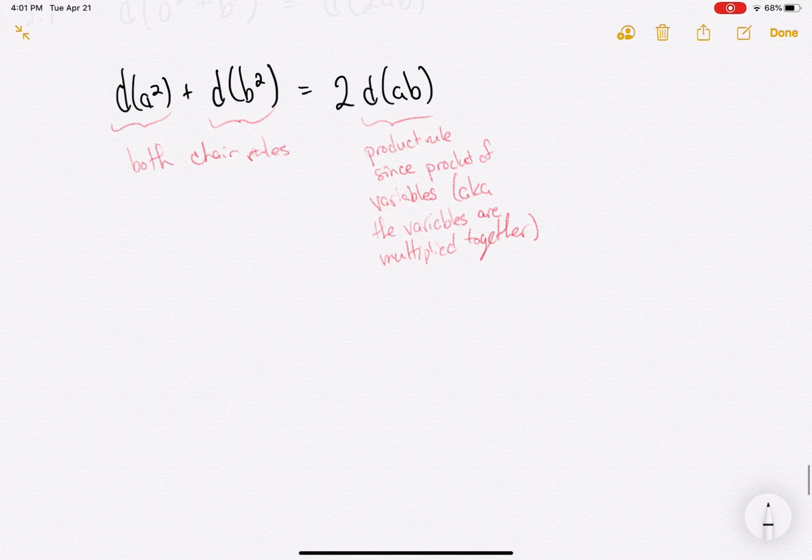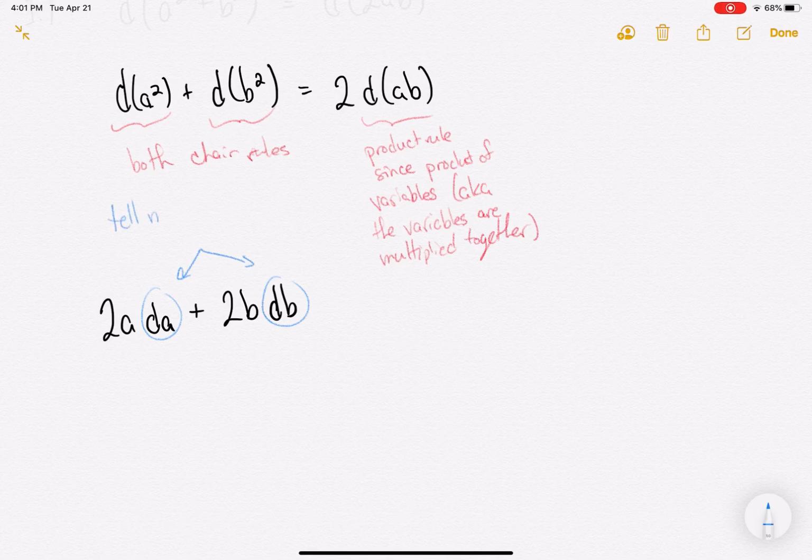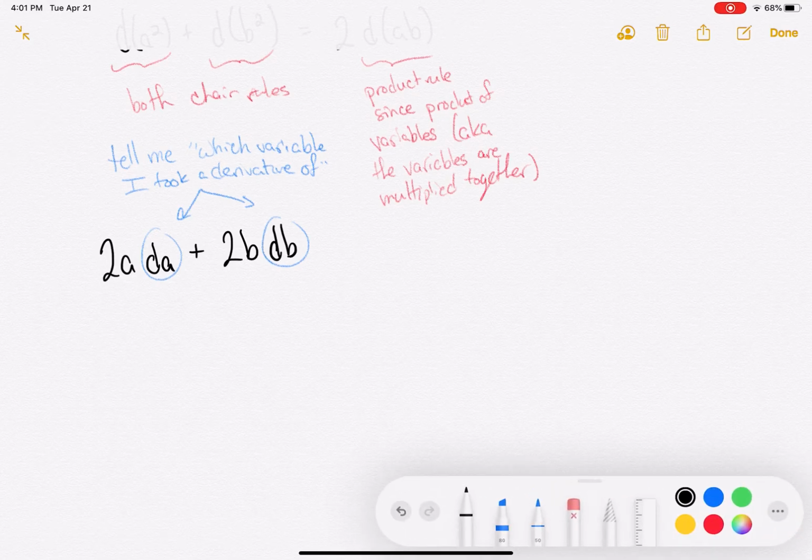So d of a squared is going to give me 2a. And the special thing here is with implicit, if you start with a d of a variable, you better end with the d of that variable. 2b db. The db tells you which variable did you take a derivative of. dA says which variable did I take a derivative of. So these tell you which variable I took a derivative of. So that's why they have to stick around.